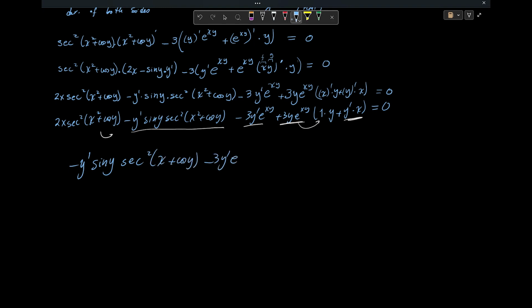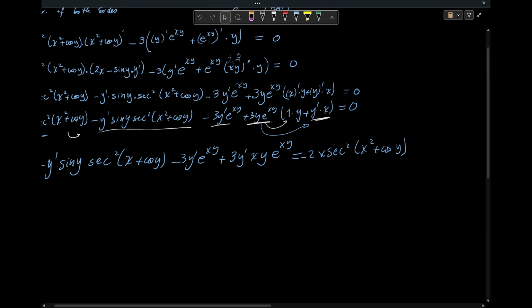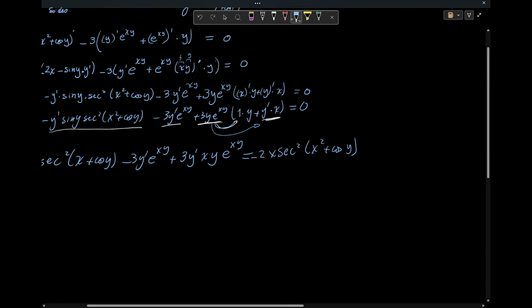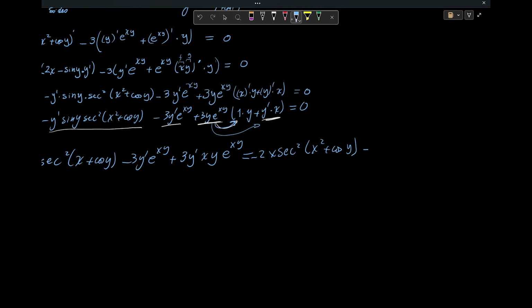Minus 3y prime e to the xy. And then here, when I multiply this with that, I'll get a plus 3y prime xy e to the xy equals. This is going to the other side, so that's negative 2x secant squared x squared plus cosine y. And then when I multiply this with that, that will go on the other side, and I change its sign to a minus, so it'll be minus 3y squared e to the xy.